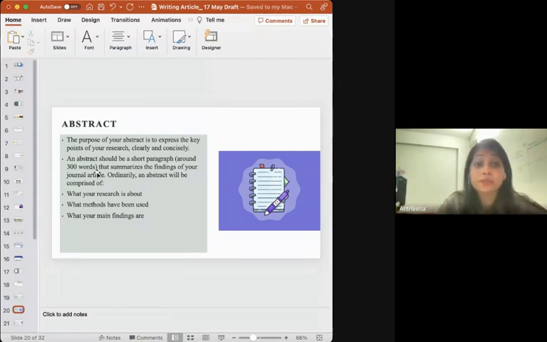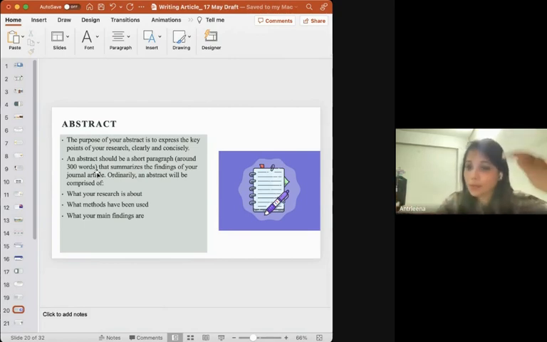Moving on to the next step, what methods have been used? What is the methodology? What is the theoretical framework that you have referenced? Whether it's going to be qualitative research or quantitative research, you have to state that. And what are your main findings? That is also important. Through the study, the result is this.